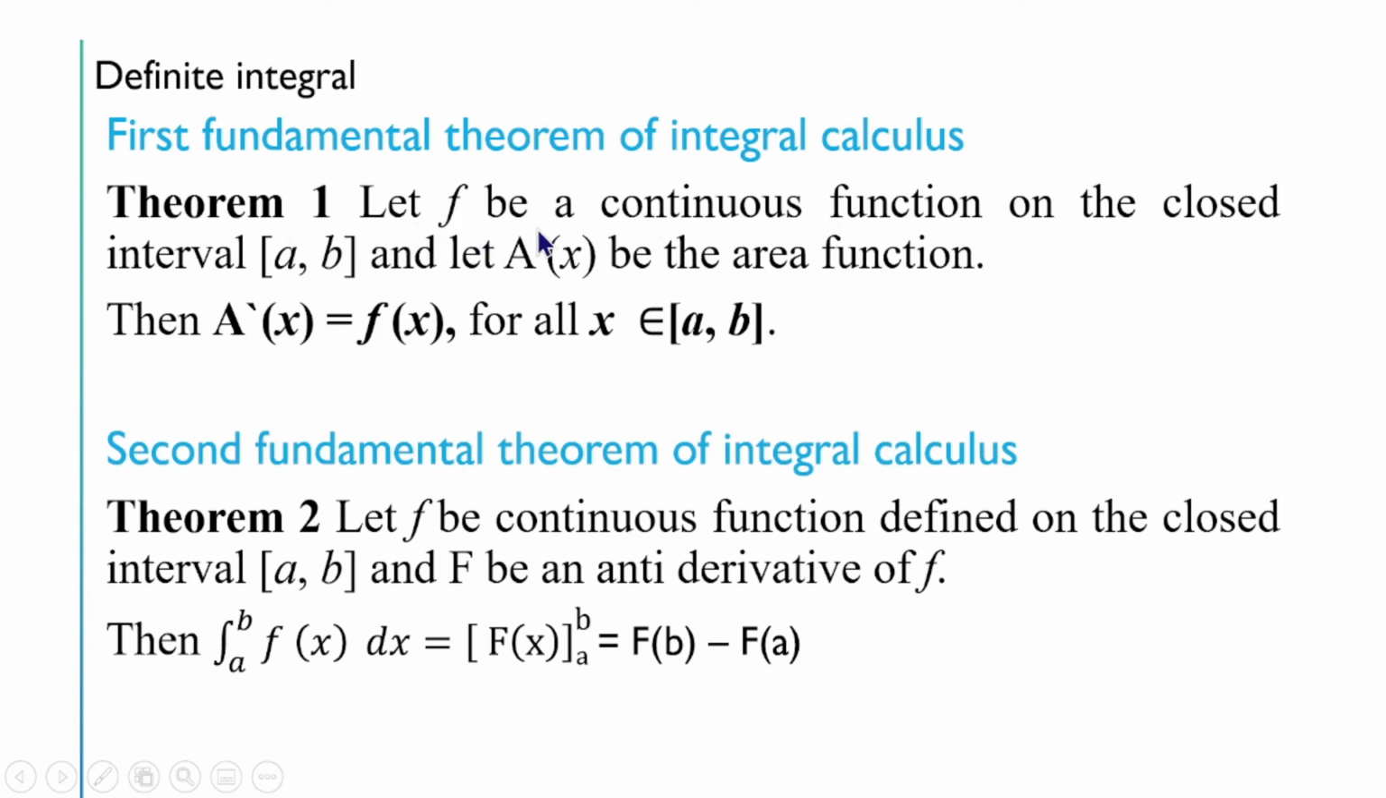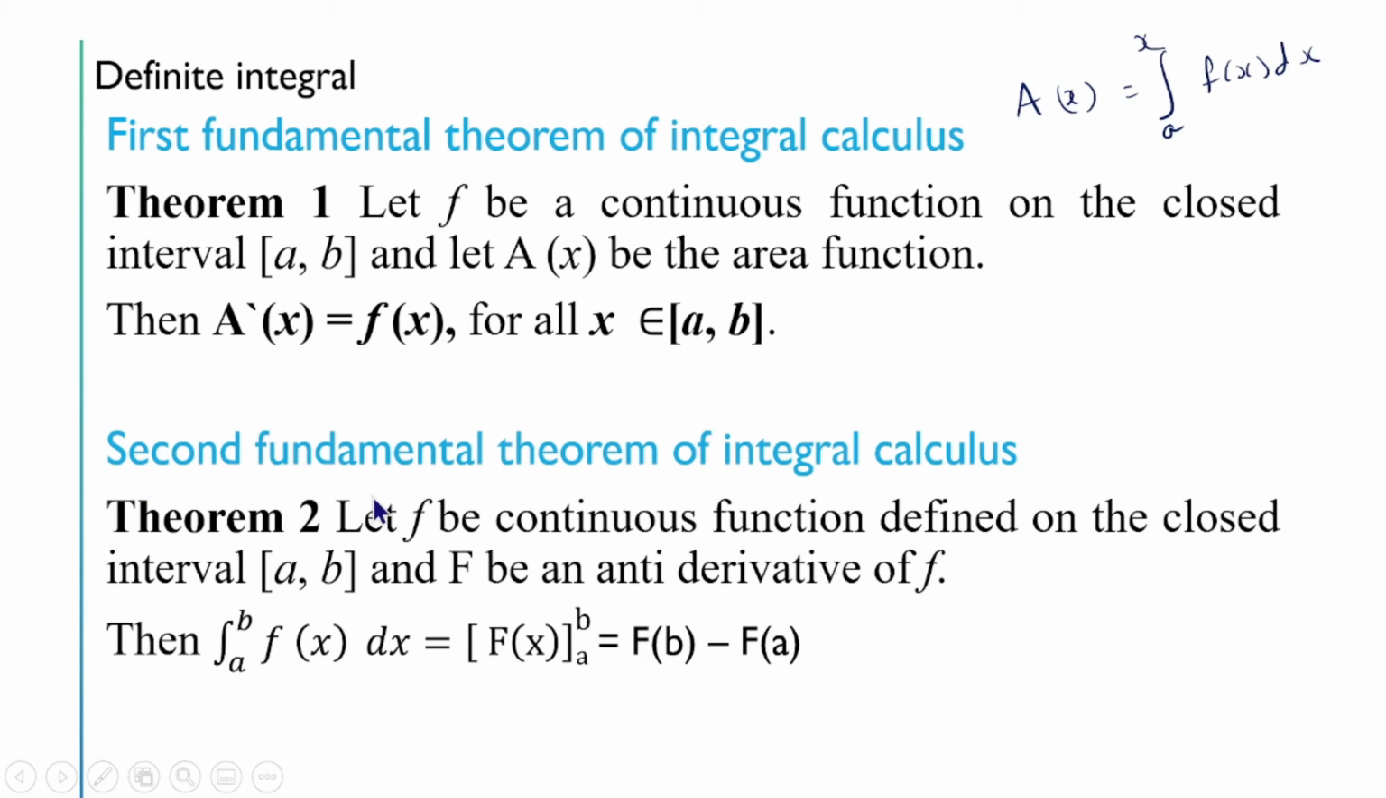It says let f be a continuous function on the closed interval a comma b, and let A of x be the area function. Then A dash of x is equal to f of x for all x belongs to closed interval a comma b. We already saw that area function is given by integral a to x f of x dx. So if this is the area function, then A dash of x is equal to f of x for all x belongs to closed interval a comma b. This is the first fundamental theorem of integral calculus.